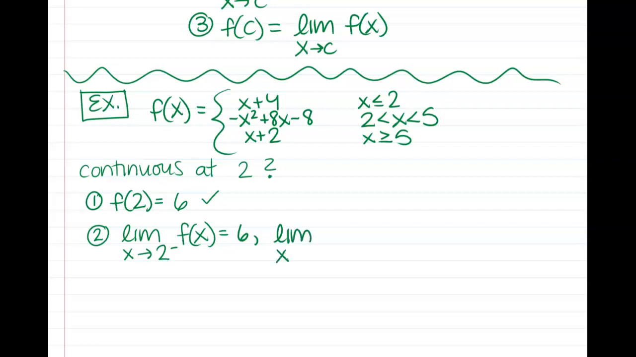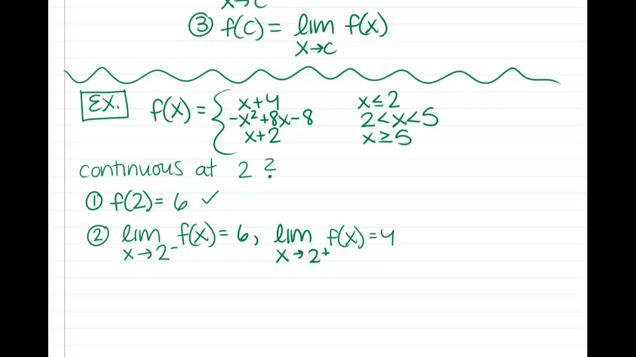The limit as x approaches 2 from the right is going to be just greater than 2, so it's this middle one where 2 is less than x is less than 5, or x is between 2 and 5. So negative 2 squared is negative 4 plus 8 times 2. So negative 4 plus 16 is 12 minus 8 is 4.